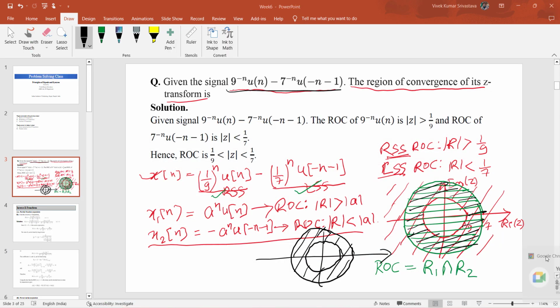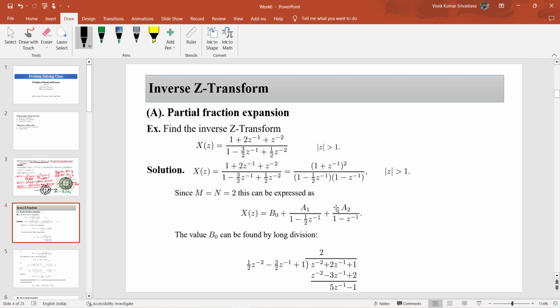Yeah, so let us move ahead. In the previous class we also covered the inverse z transform. In that we have seen partial fraction expansion so as to find out the inverse z transform. So first of all, let us rewind and see why it is important to find the inverse z transform.